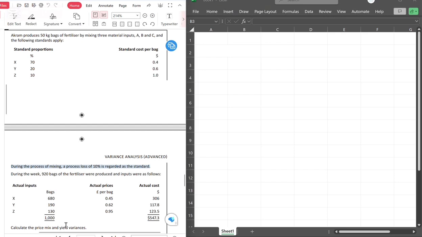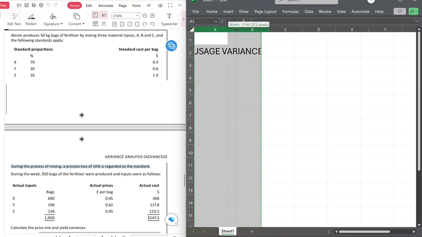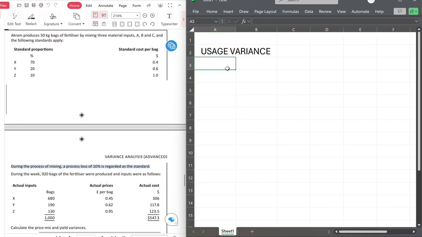Yeah, the question wants us to calculate the mix and yield variances, but I'm going to do more than that for this question. So I will start from revising the usage variance with you, which is the overall usage variance. Remember that usage variance is what we usually break down into mix and yield variance. So let's do usage variance first.